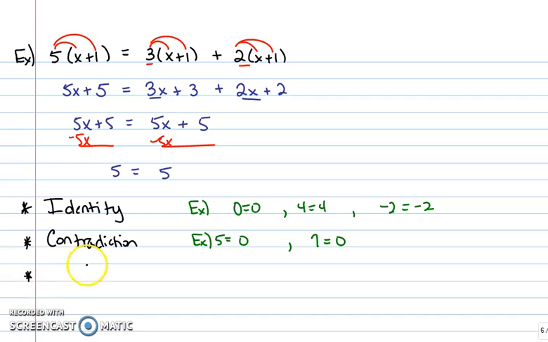And then the last type of equation is going to be a conditional equation. A conditional equation is everything else we did today. So when I solve, for example, and I end up with x equal to 9, that's conditional.